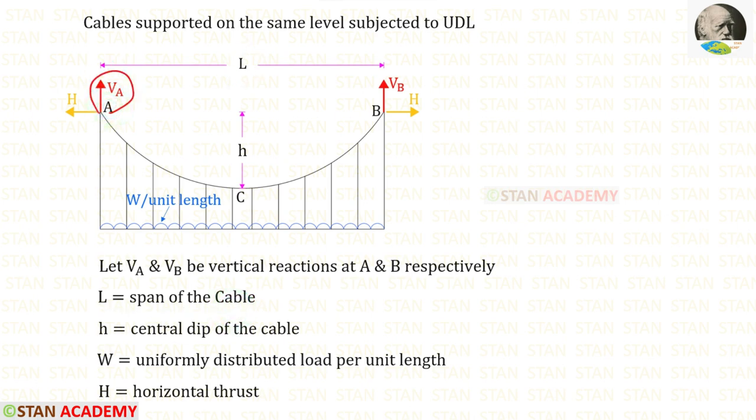VA is the vertical support at the point A and VB is the vertical support at the point B. H is the horizontal thrust. Small h is the central dip of the cable. W is the uniformly distributed load per unit length. We know that in this cable there is no horizontal load, so the horizontal thrust at both of the supports will be the same.